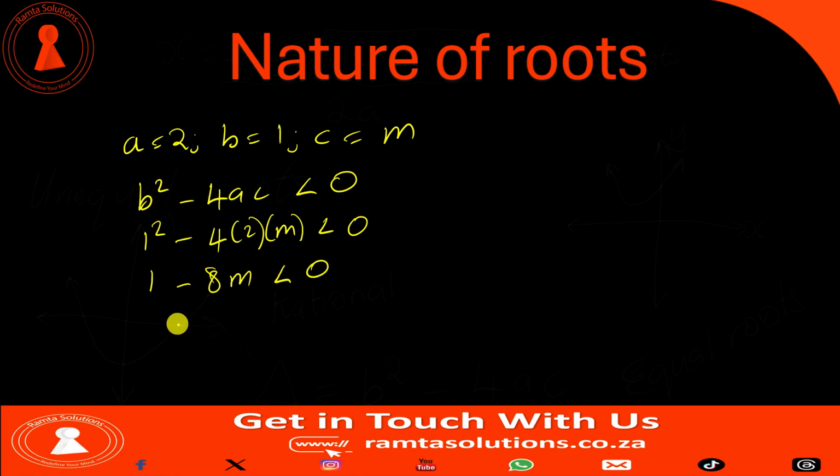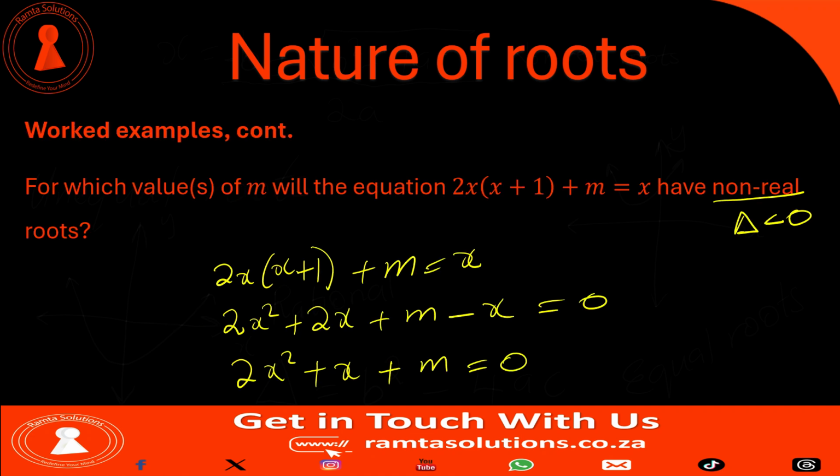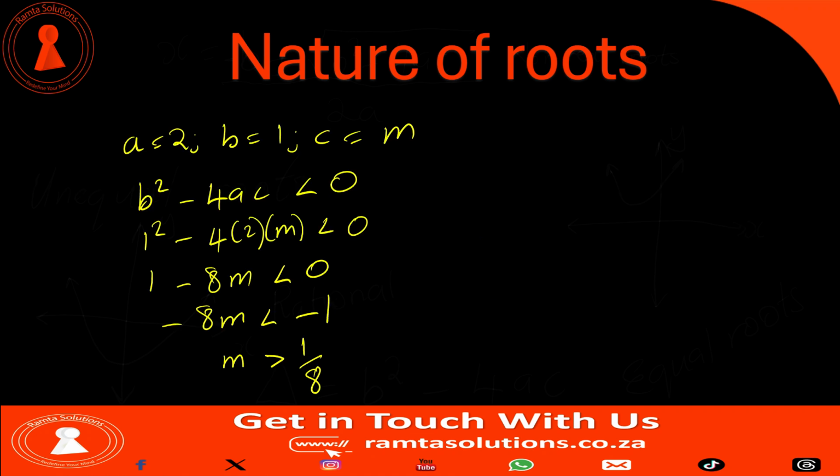Okay, so what do we have? We have negative 8m is less than negative 1. Dividing throughout by negative, we get m is greater than 1 over 8. So these are the nature of roots. For this equation to have non-real roots, m must be greater than 1 over 8. And this is how you are going to solve questions of the nature of roots.